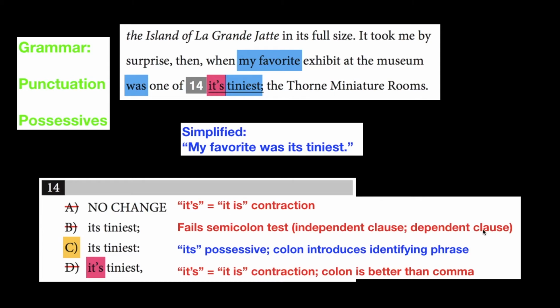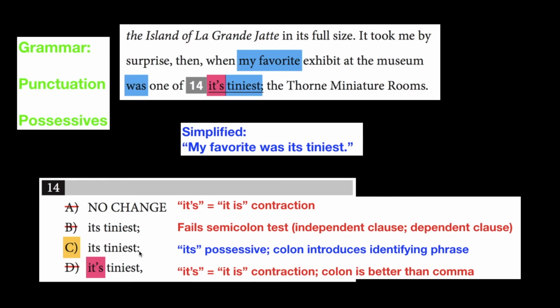If you've got a dependent clause, like here, the Thorn miniature rooms, that's not a sentence that could stand on its own. Therefore, it fails the semicolon test. Good semicolons have independent and independent, but this one has a dependent, so it should not be using a semicolon here. The only reason anyone would use a semicolon is to string together two sentences that are very related. The semicolon indicates that the independent clauses are related in idea, but they should be able to function as sentences by themselves.